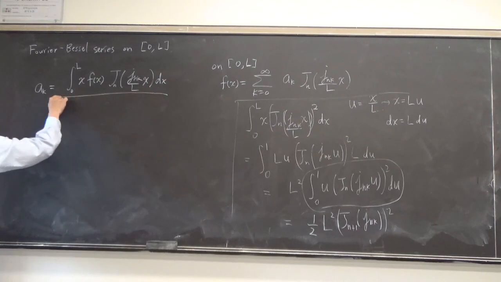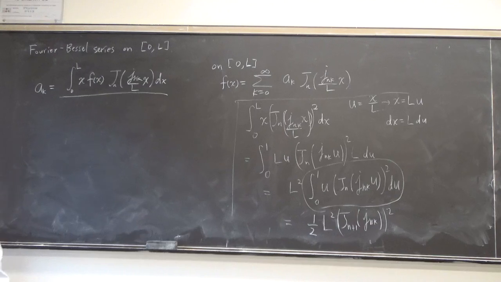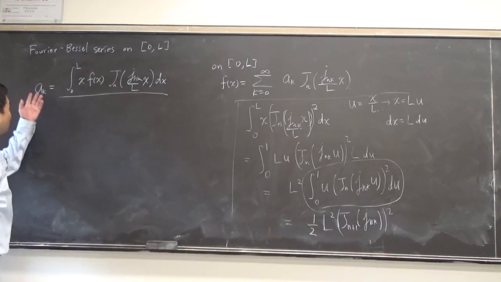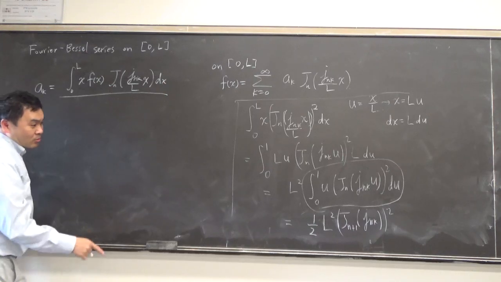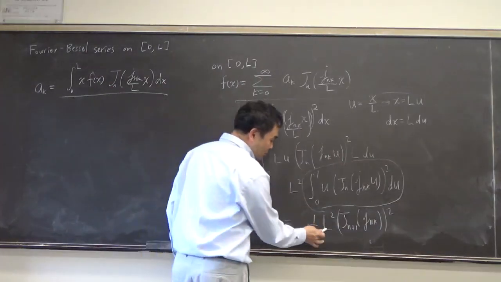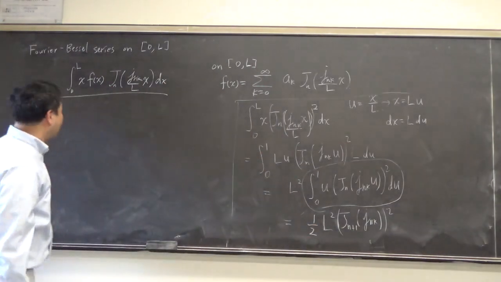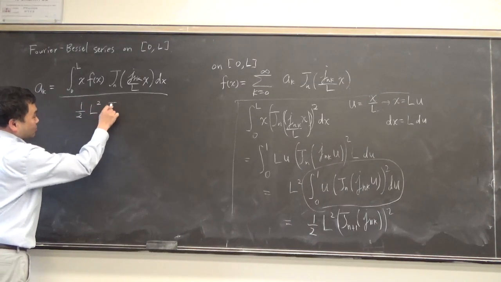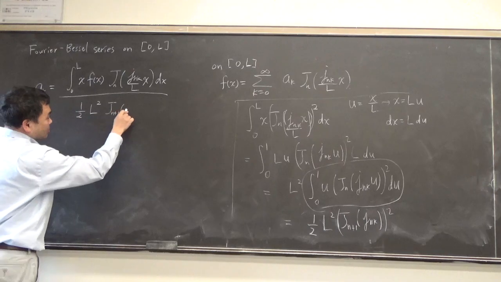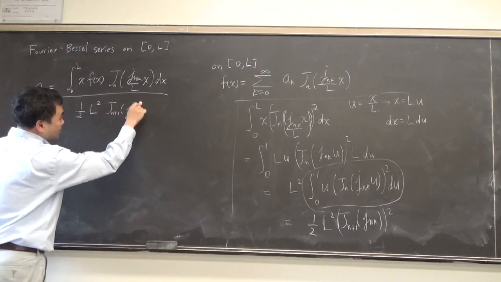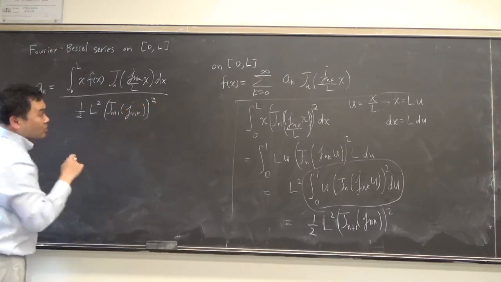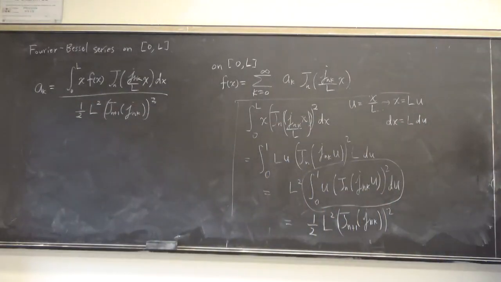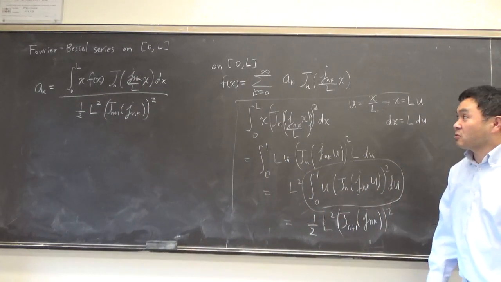But now, to normalize this integral so that you can recover a_k, you don't divide by the previous one, but you need this extra L squared, right? So you need 1/2 L squared J_(n+1)(j_nk) squared, okay? So that will be our formula for the Fourier Bessel series from 0 to L.